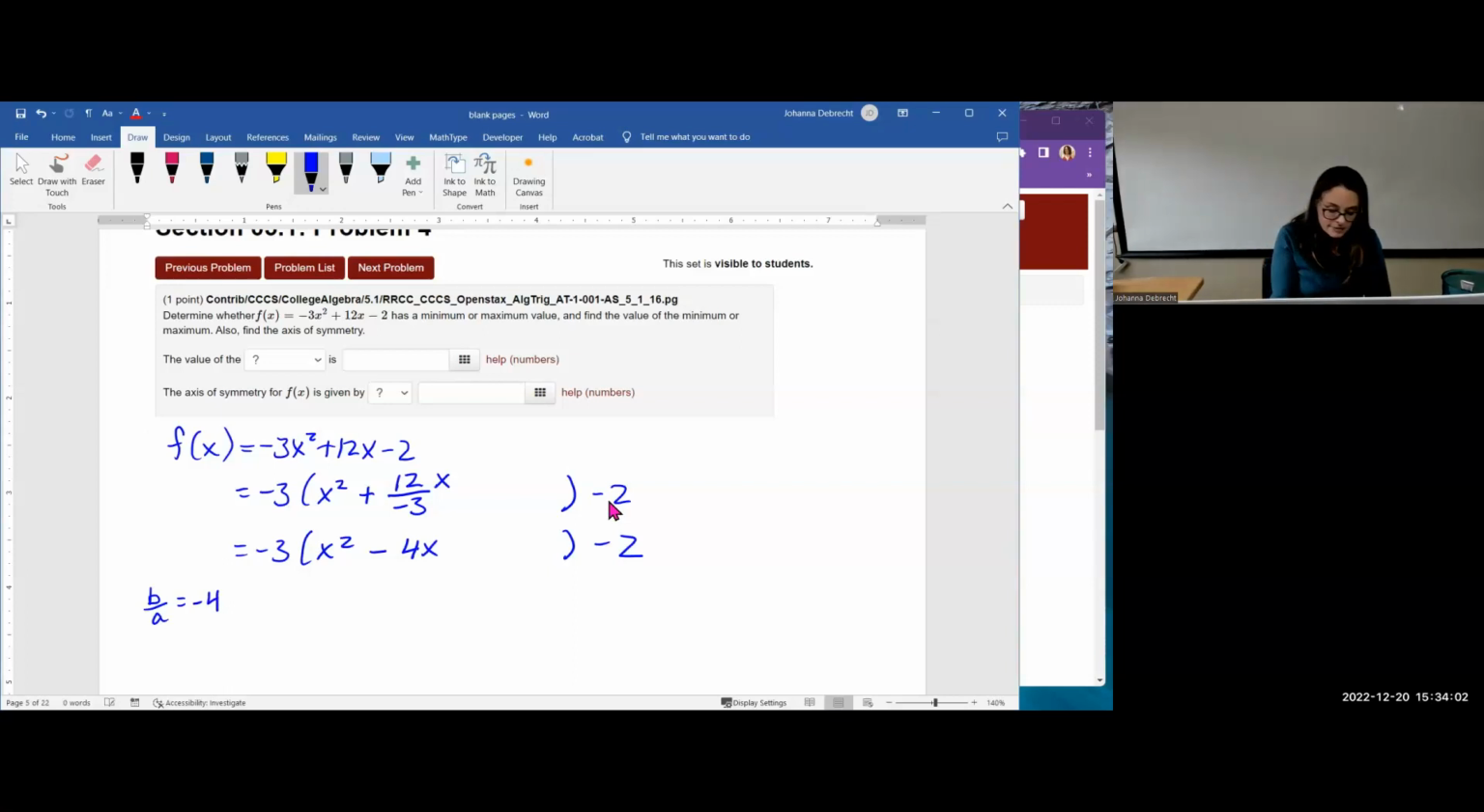Now we need to take half of it. So we take half of b over a, which gives me a negative 2. And then I'm going to square that value. And when I square the value, I get 4. So I'm going to add 4, which changes everything. So I got to compensate by subtracting 4. Because I add 4 and subtract 4, I've added 0, which means I haven't changed it.